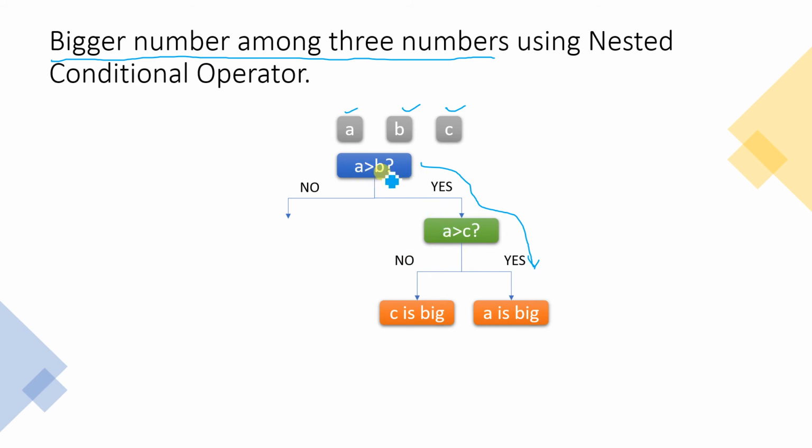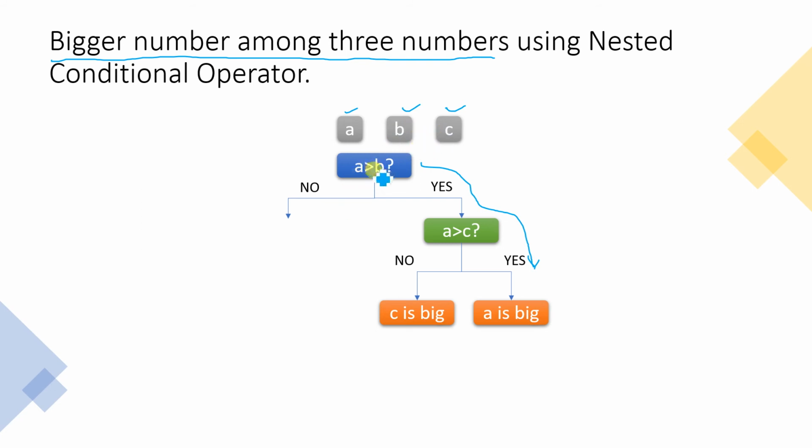That means whenever A is greater than B and A is greater than C, A is big. When A is greater than B but A is not greater than C, then obviously C is big. Okay, so this part is over. Now the next part is if A is not greater than B. So there will be no condition over here. So if A is not greater than B, then who is big? B is big. Now we have to compare B with C, isn't it?